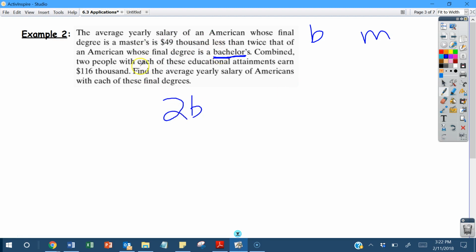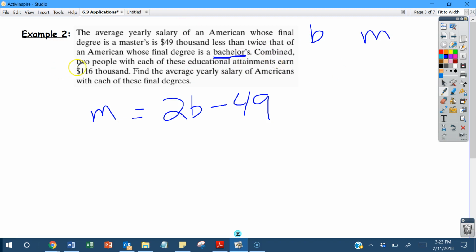Now that I've called it B, twice the bachelor's salary could be 2B. And then 49,000 less than that, I'll ignore the 1,000 for now and just say 49 less than that. So you've got twice the bachelor's minus 49. That's 49 less than twice the bachelor's, and it is equal to the salary of the master's degree. So if you know B, you can double it, take away 49, and you have M. This is an equation I can't really do much with, but I have another sentence here that's going to help me solve this problem.